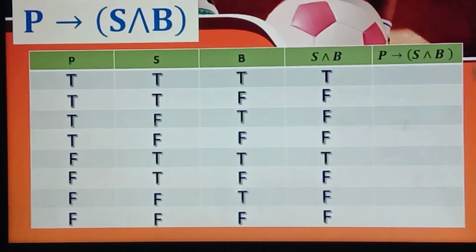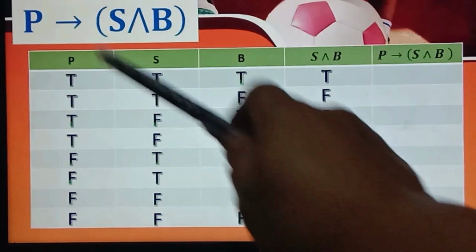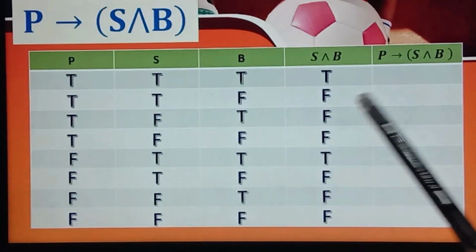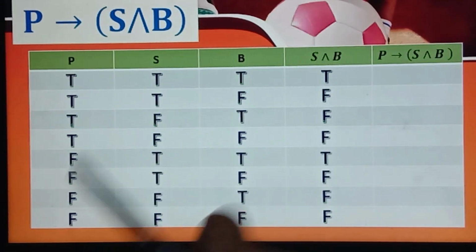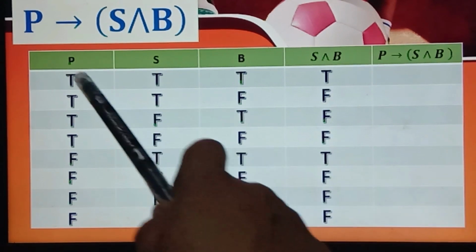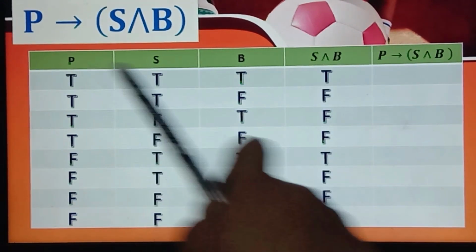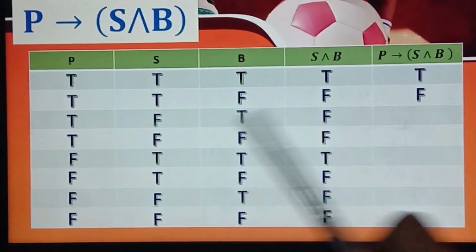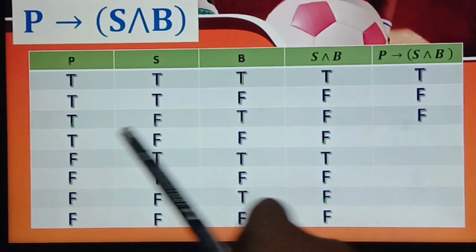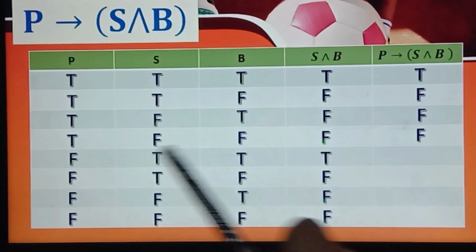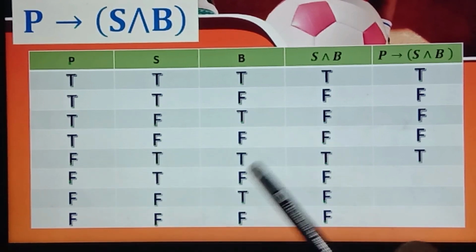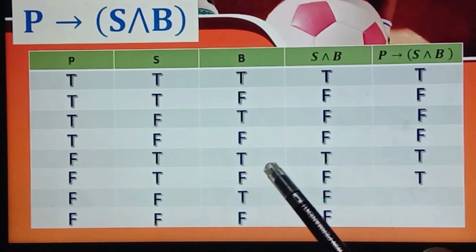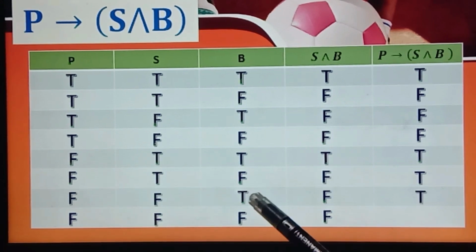And then for our last statement, it will now consider the S and B column and your P column. This is the if statement, and this will be the then statement. So if true, then true, true. If true, then false, false. If true, then false, false. If true, then false, false. If false, then true, true. If false, then false, true. If false, then false, true. If false, then false, true.